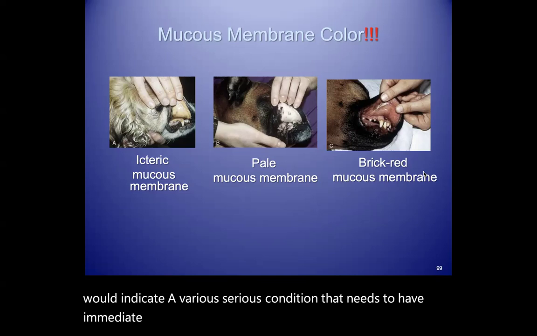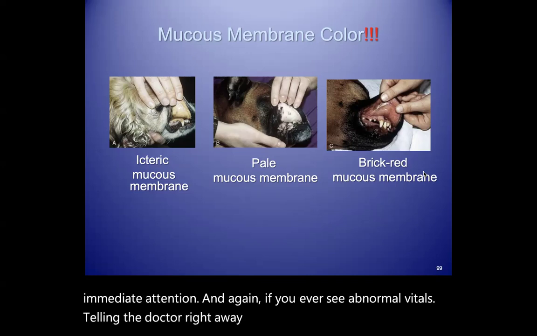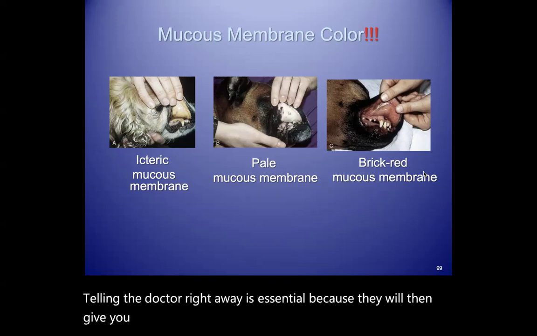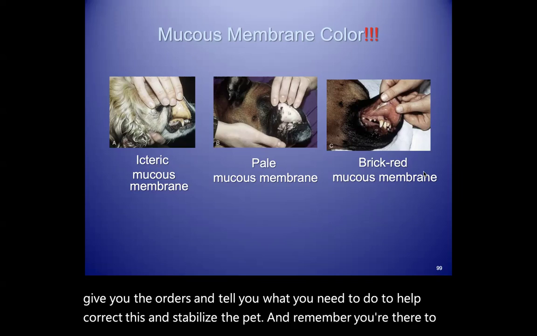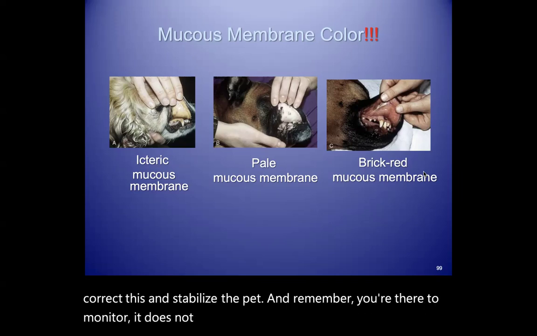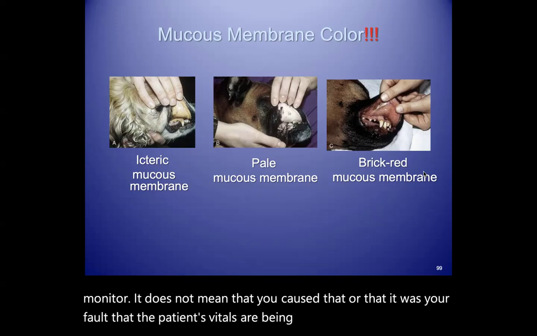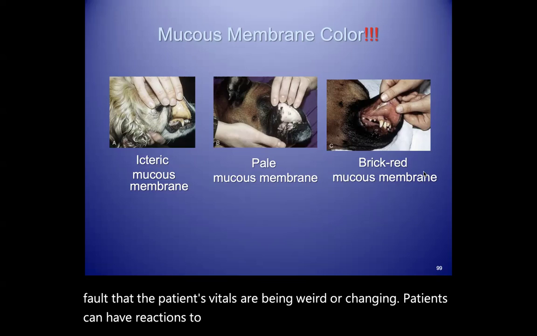And again, if you ever see abnormal vitals, telling the doctor right away is essential because they will then give you the orders and tell you what you need to do to help correct this and stabilize the pet. And remember, you're there to monitor. It does not mean that you caused that or that it was your fault that the patient's vitals are being weird or changing. Patients can have reactions to anesthesia, and it happens all the time. So keep that in mind.